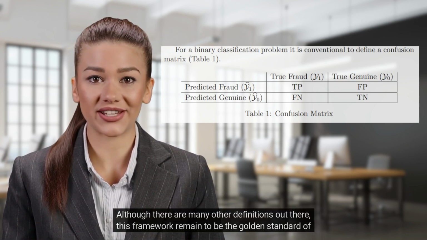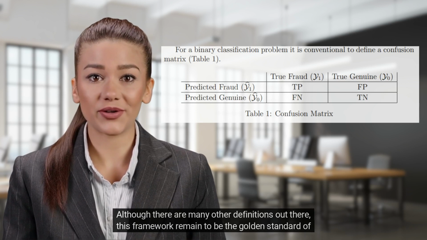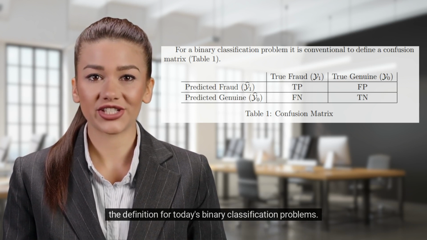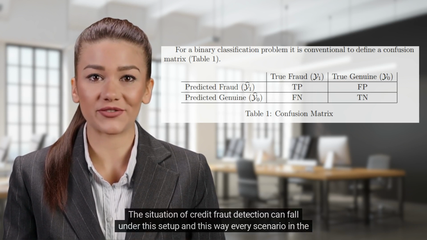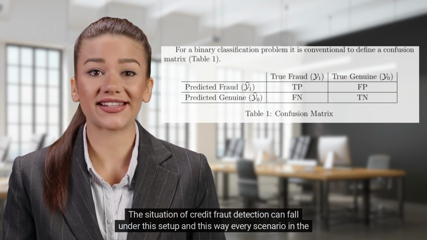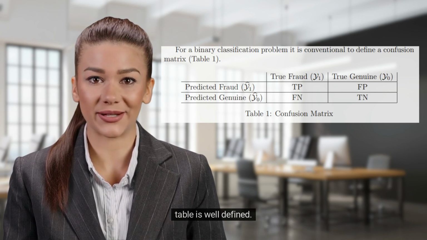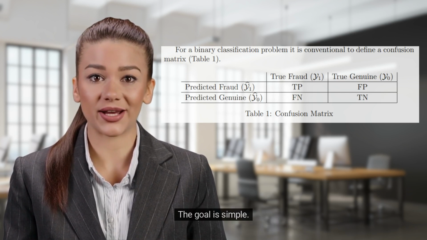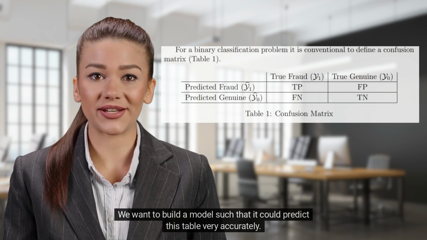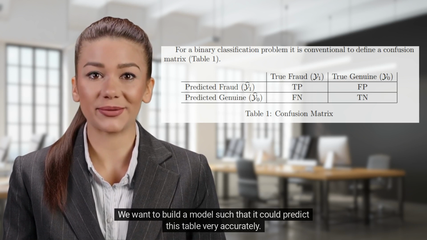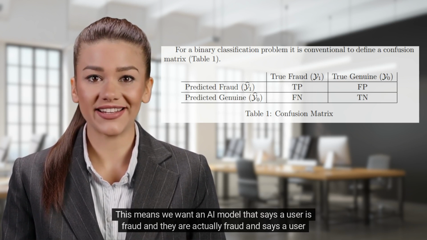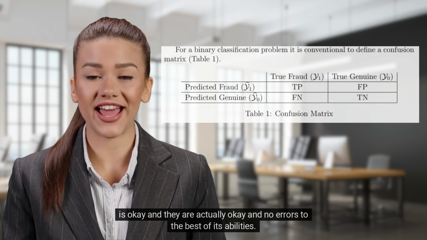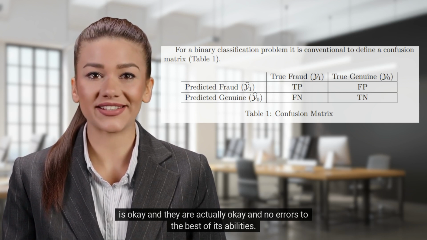Although there are many other definitions out there, this framework remains the golden standard of the definition for today's binary classification problems. The situation of credit fraud detection can fall under this setup, and this way every scenario in the table is well defined. The goal is simple. We want to build a model such that it could predict this table very accurately. This means we want an AI model that says a user is fraud and they are actually fraud, and says a user is okay and they are actually okay, and no errors, to the best of its abilities.